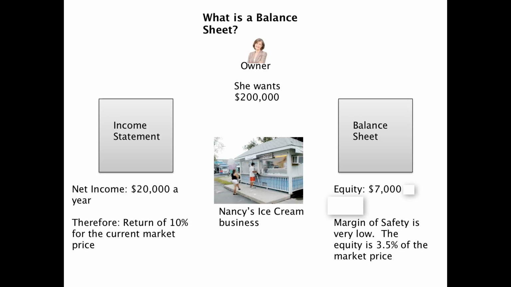So you're looking for something that would have equity. If the equity in the business was $150,000 and your net income was $20,000, you'd probably have a very easy time asking $200,000 for the business. But in this case, I think she's going to have a very hard time finding a buyer at $200,000 when there's only $7,000 of equity in the business.